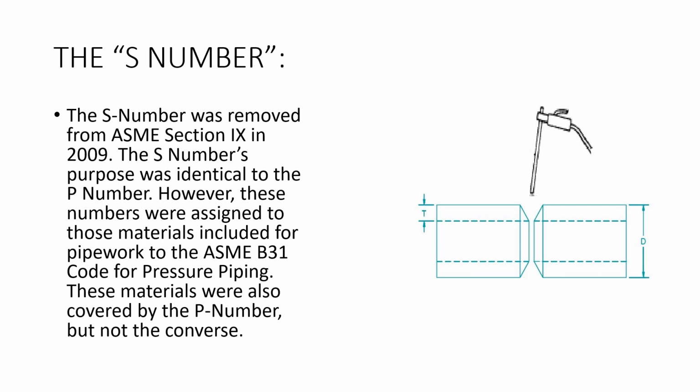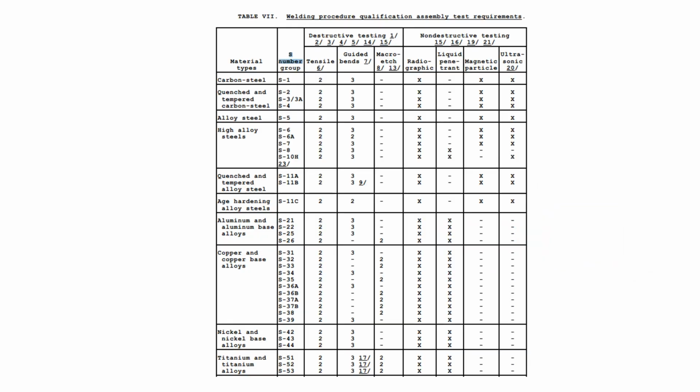It used to be in ASME Section 9, and it was a P number, but I think they had to do with pipe work for B31 pressure. So about 10, 15 years ago, in 2009, they killed S numbers. But there's another group of S numbers that you might run across if you're doing NAVC, the U.S. Navy, U.S. military, they've got S numbers.